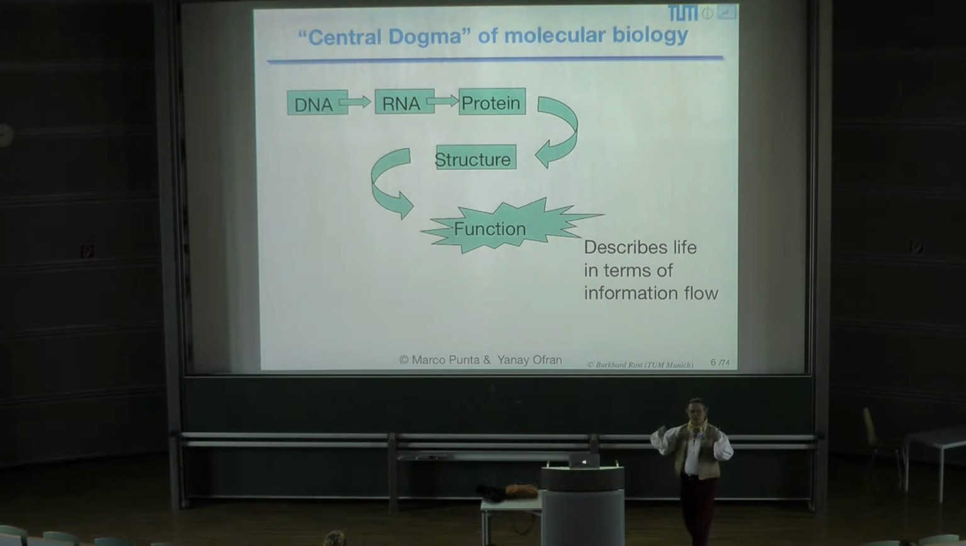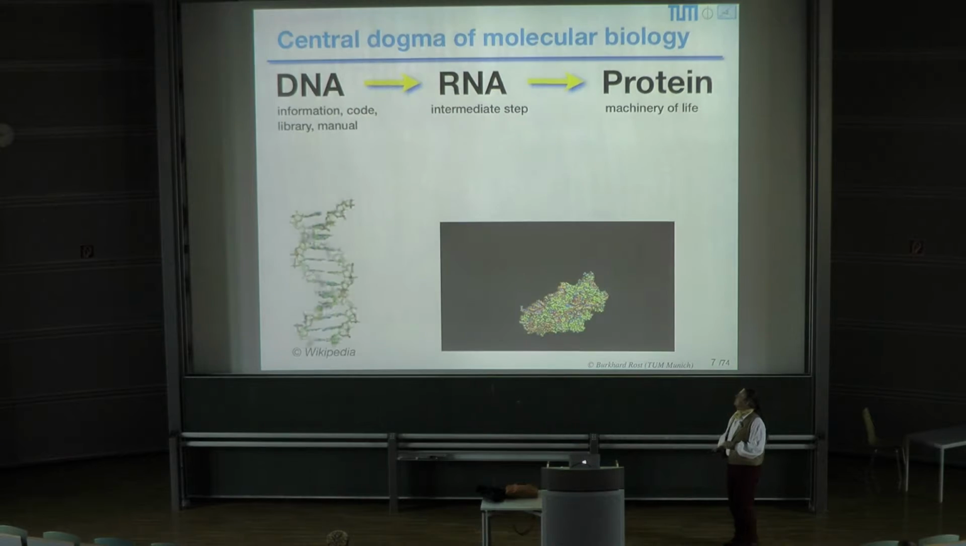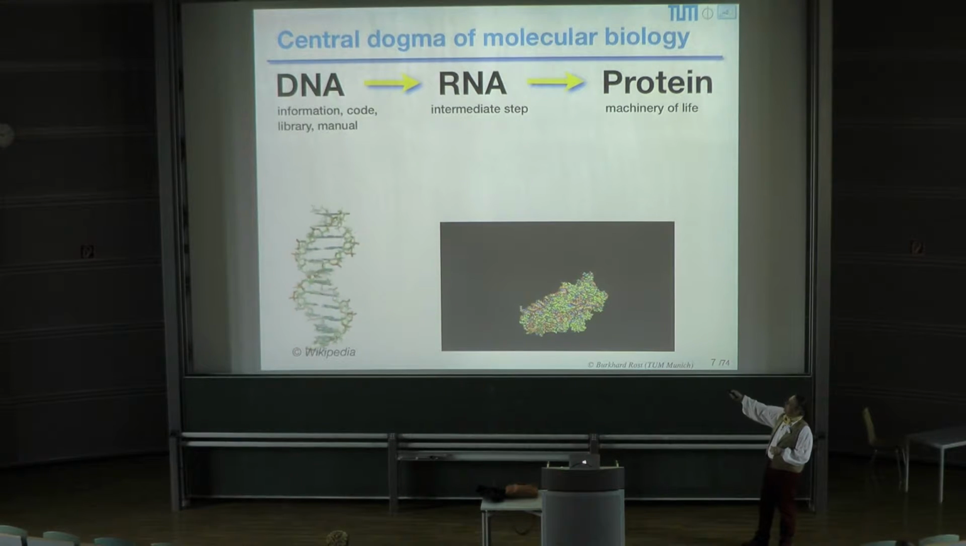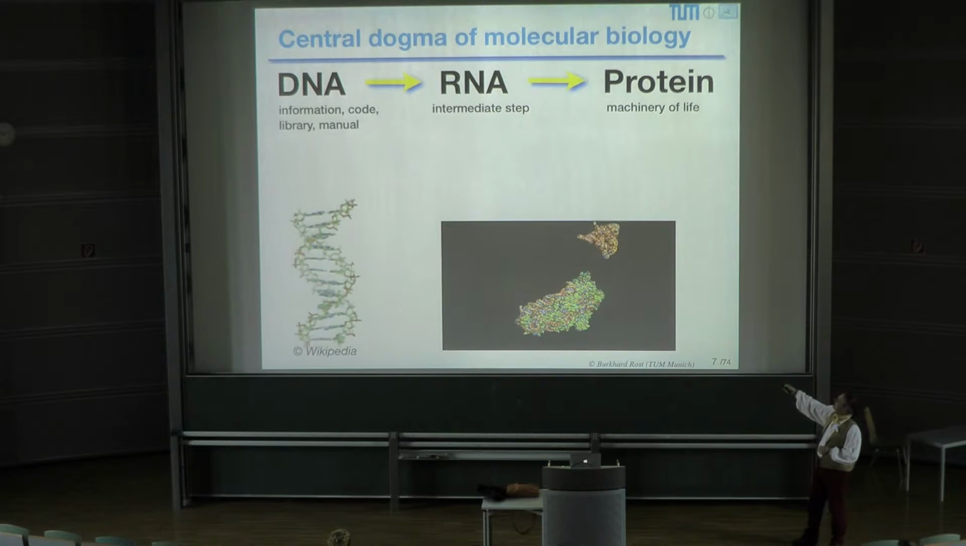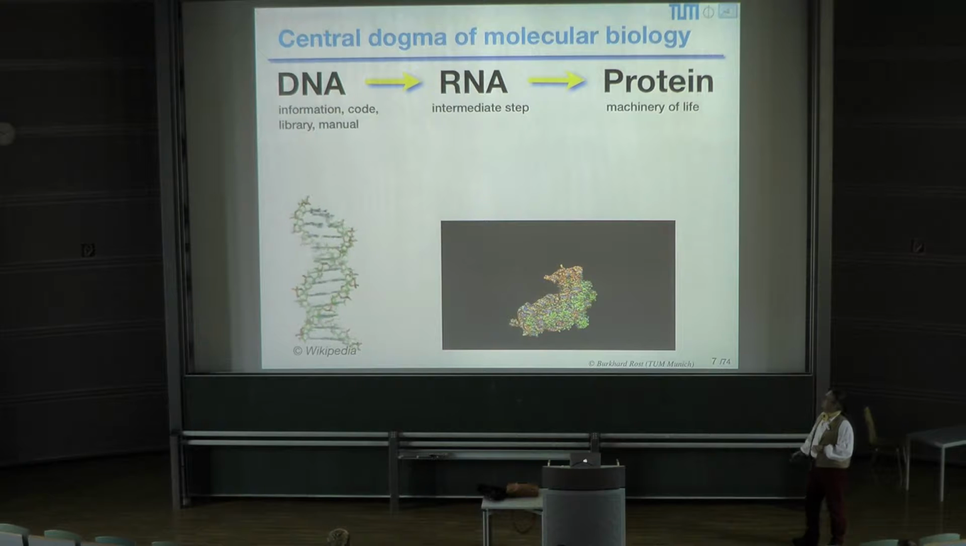The dogma of molecular biology, from DNA to RNA to proteins, and to protein function and protein structure. Again, DNA is the information, the double helix. RNA is an intermediate step. This action here is shown here. Protein is the machinery of life.